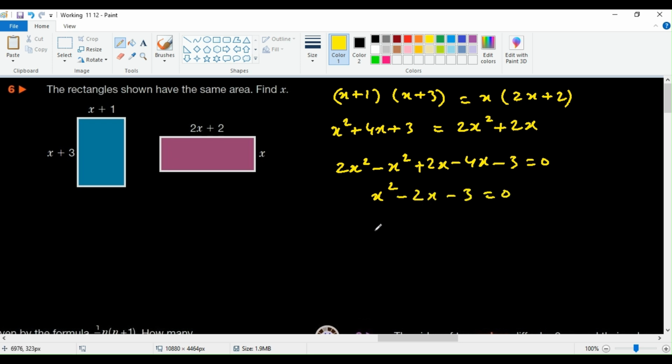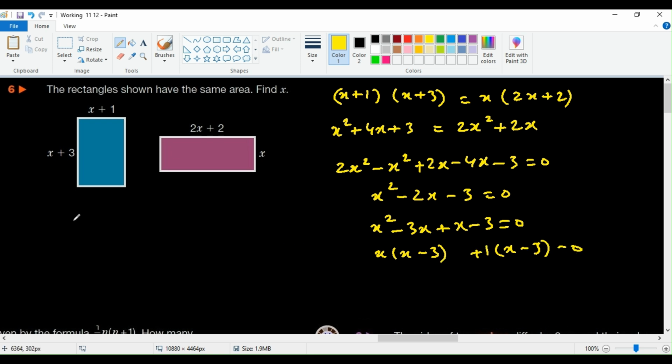That means we factorize this. So x square and minus 3 we write as it is. And to get minus 2, minus 3x plus x is going to give us a minus 2, and 3 times 1 is 3. So here, x minus 3 is going to be in the first bracket, copying down x minus 3 once again. And I know very well it is plus 1.